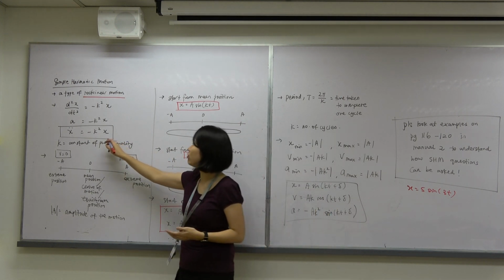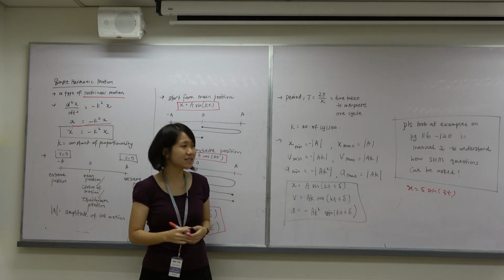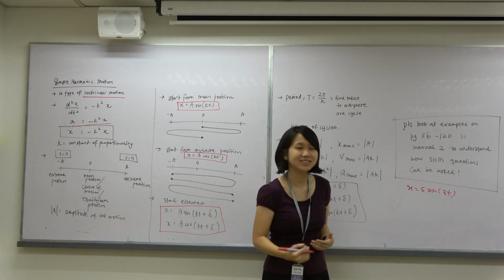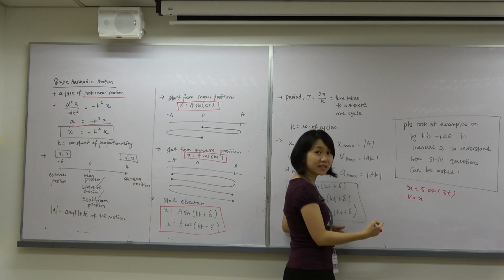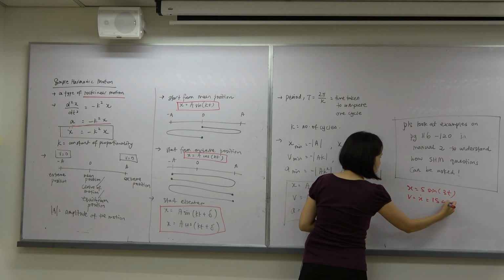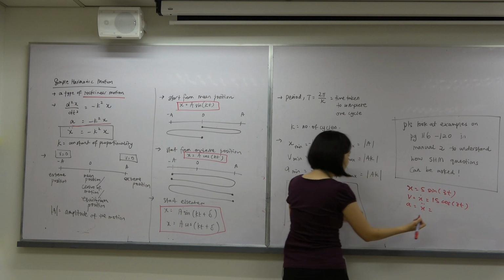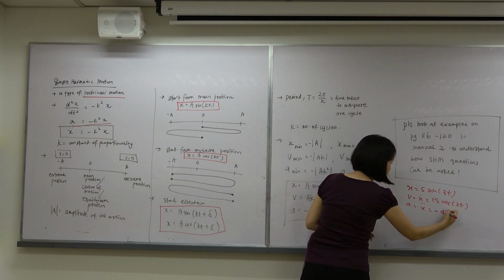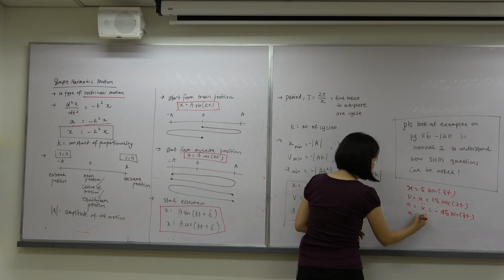Again, I need to write it in such a form, a equals negative k square x. So what should I do? I'll have to differentiate in such a way that I get my a in terms of x. So I'm going to go with v equivalent to x dot, because I'm differentiating with respect to t. If I differentiate, I'm going to get 15 cos 3t. So what about my a, which is my x double dot? If I differentiate this v with respect to t, I'm going to get negative 45 sine 3t.